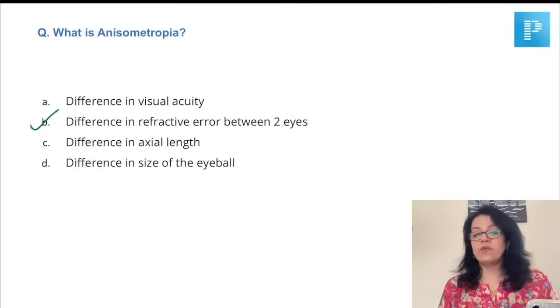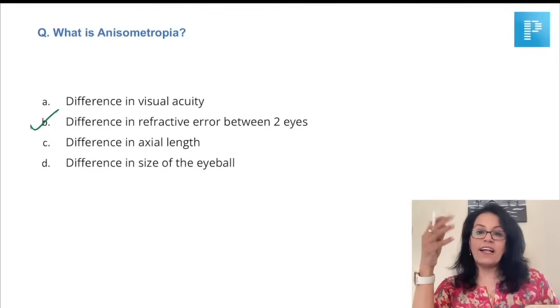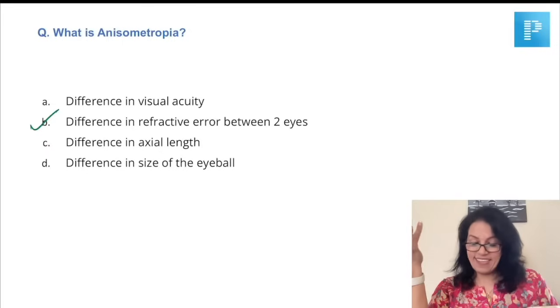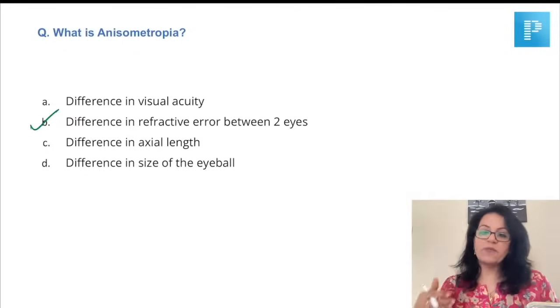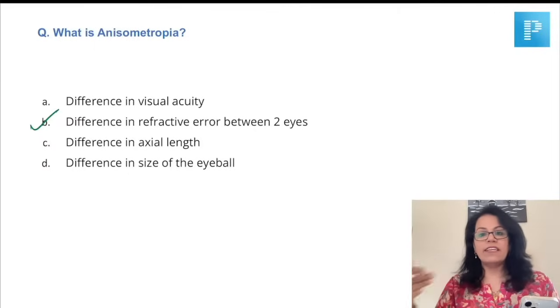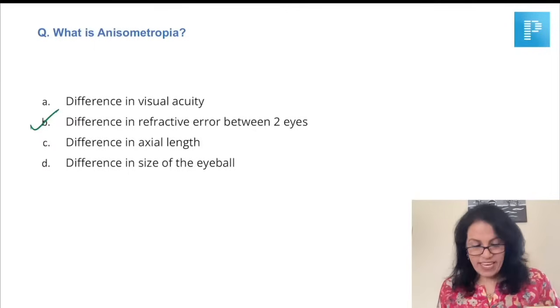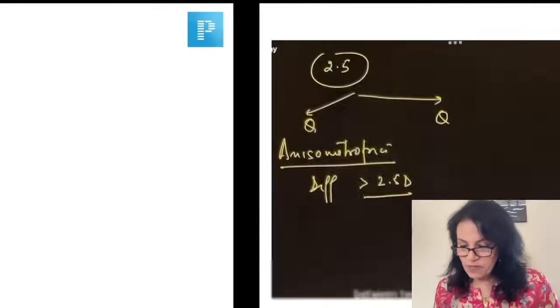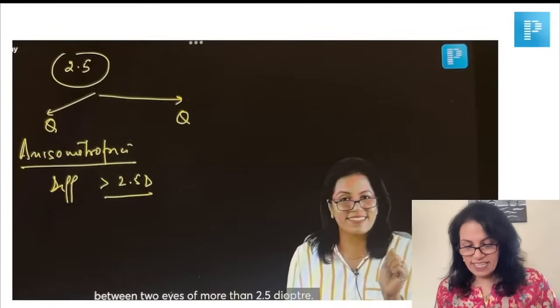I think it is also an overlap. I think you have thought about this also. The difference in axial length will also ultimately cause a difference of refractive error. The size of the eyeball ultimately is all a difference of axial length. So if these options are correct, it was a little bit near around it. Okay, anyway, this was simple. So we can move to the next question here.